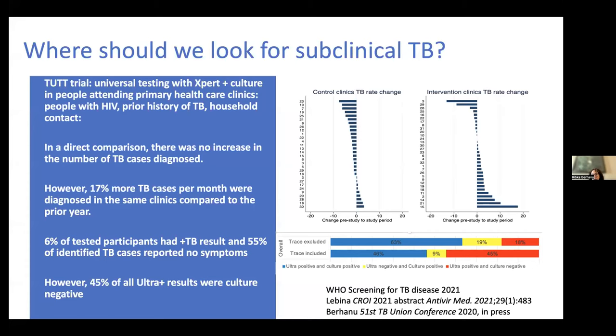So in the targeted universal testing for TB trial, which was done in 60,000 people across South Africa, there were 30 intervention clinics and 30 control clinics. There were 30,000 people tested in the intervention clinics, and they tested anybody who had HIV, a prior history of TB, or a household TB contact. For TB, everyone got sputum testing, irrespective of whether or not they had symptoms. And they found that 6% of people in this group had a positive TB test.